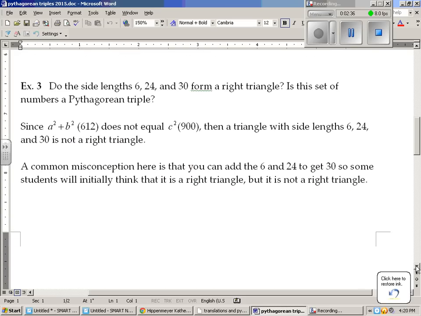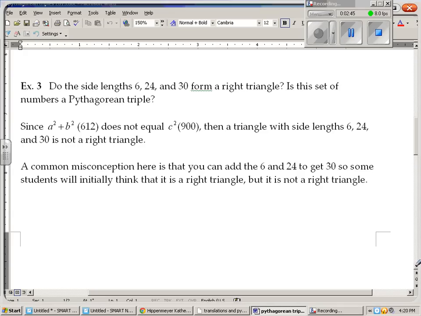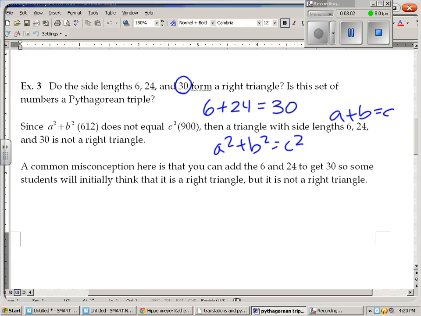Example 3. Do the side lengths 6, 24, and 30 form a right triangle? Is this set of numbers a Pythagorean triple? I feel like this is what they like to do to trip you up on the EOG. They like to give you numbers that add up to get the largest number. But remember, the Pythagorean theorem is a squared plus b squared equals c squared. It's not a plus b equals c. So you'll notice in the work that it's not going to work.